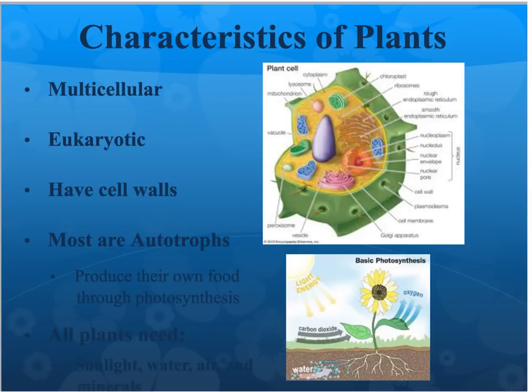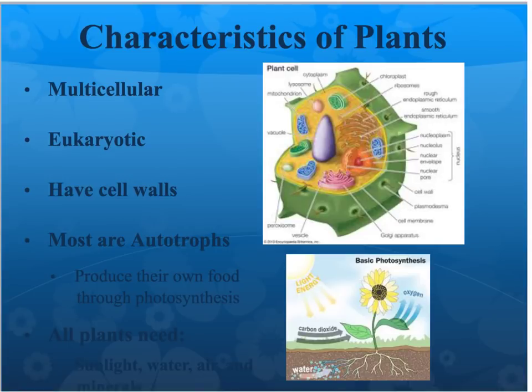There are four major characteristics that all plants have. Plants are multicellular, so every single plant is going to be made of more than one cell. Those cells are eukaryotic. They all have a nucleus in them. They have cell walls, which are going to help to support that cell and give it its rigidity or structure. And then they're going to be autotrophs.